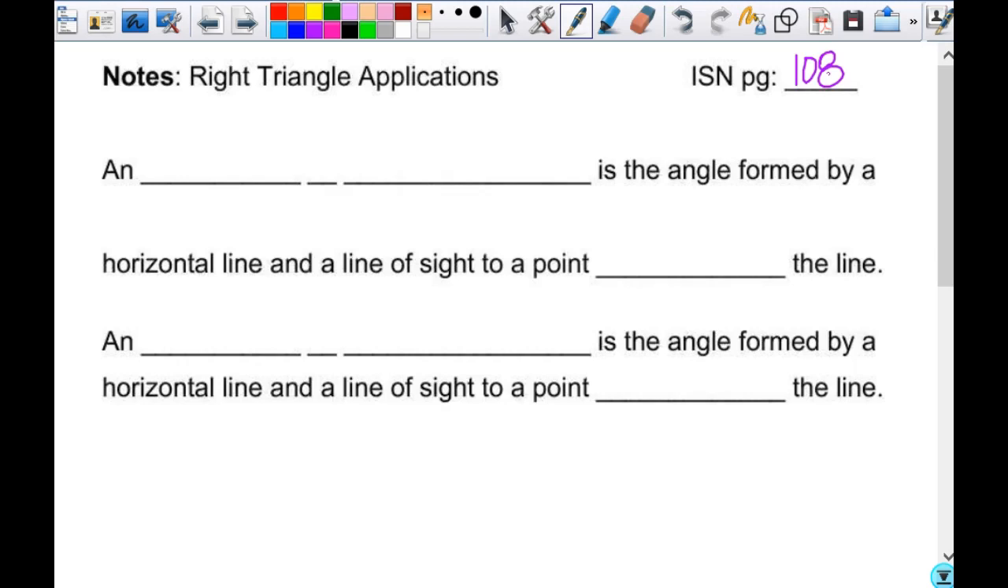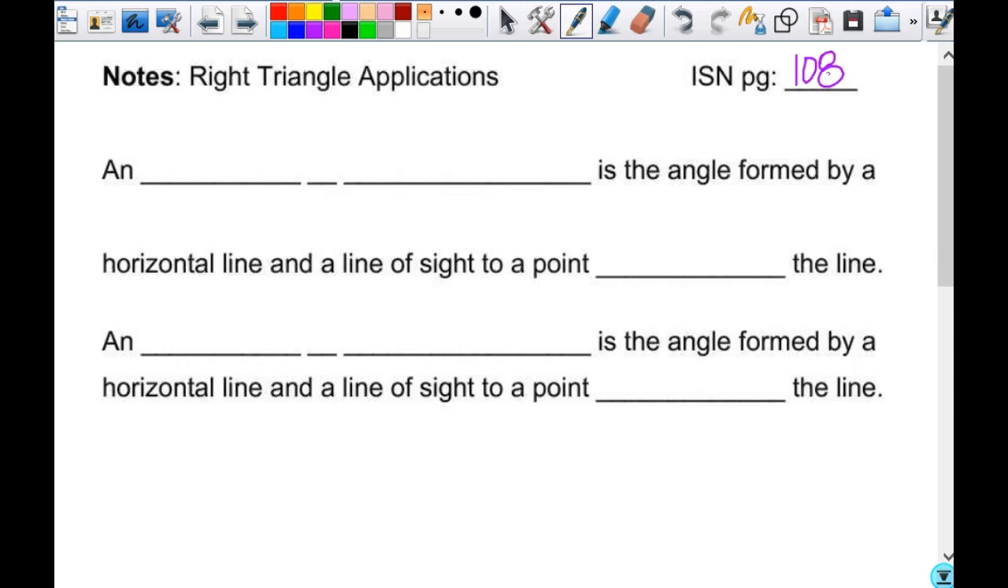The application problem, sometimes there's a picture drawn for you, but sometimes there's not. A lot of times we'll talk about angles of elevation. It's very likely geometry kids right now. The key to angle of elevation and depression is this: one of the two sides has to be a horizontal line.